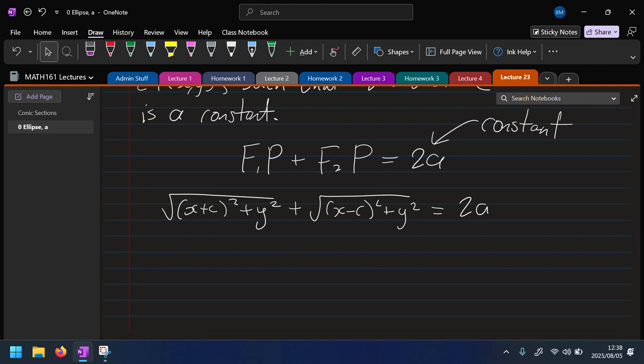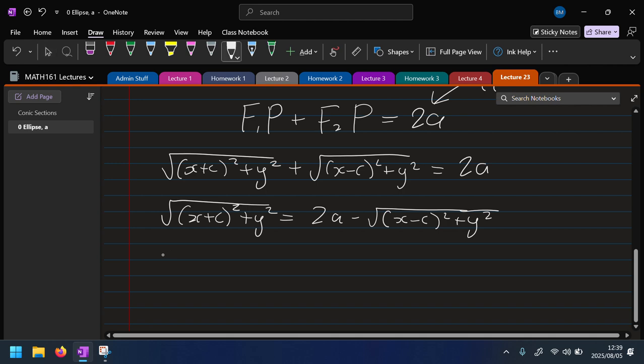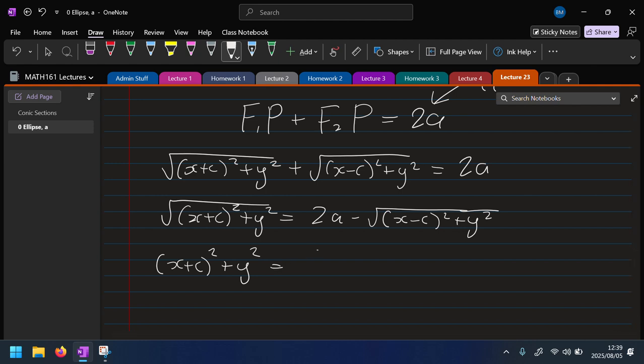So let's go through it. We're going to keep one of the roots on this side. So the root of (x plus c) squared plus y squared is equal to 2a minus the root of (x minus c) squared plus y squared. We're going to take it over to the other side, and I'm sure you can guess what's next. We square both sides. So we're going to have (x plus c) squared plus y squared is equal to, and we're going to square this side.